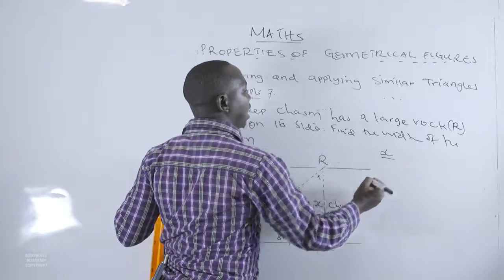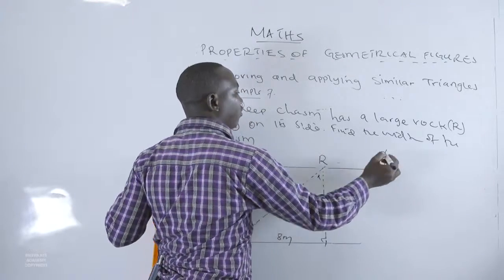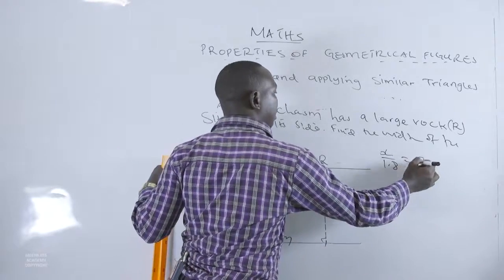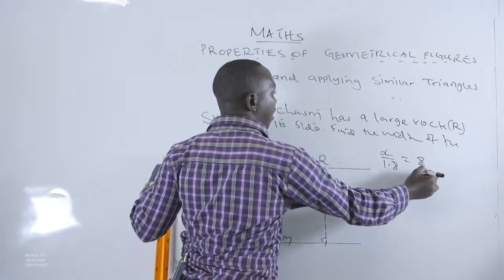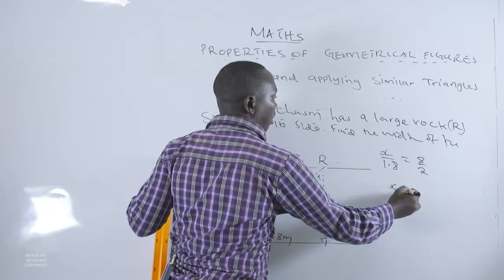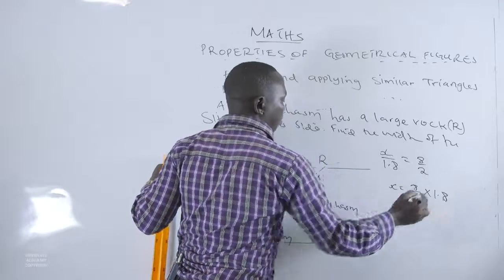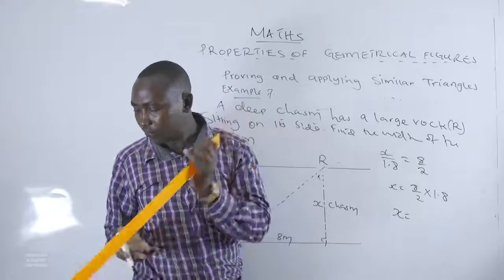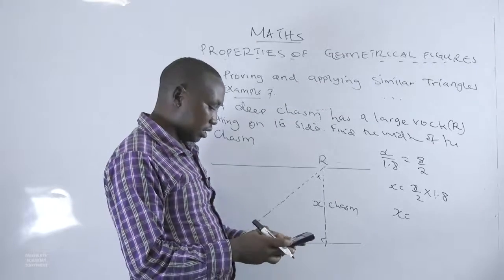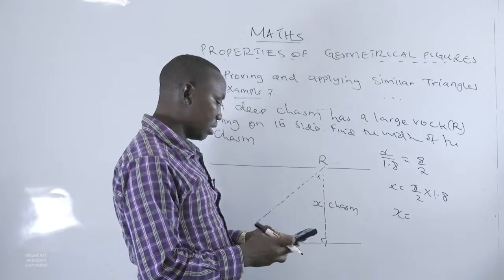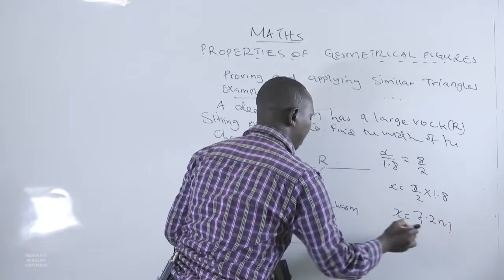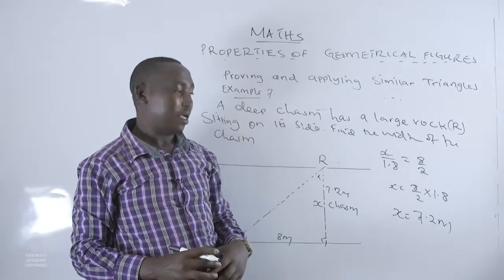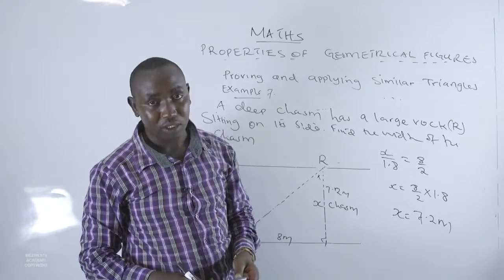So when you take x, which is the height of the chasm, you divide by the height of this other side, it should give you 8 of the chasm all over 2. Therefore, x will be given by 8 over 2 multiplied by 1.8, which will give us the value of x as 4 multiplied by 1.8, which is going to be 7.2 meters. So this distance will be 7.2 meters.